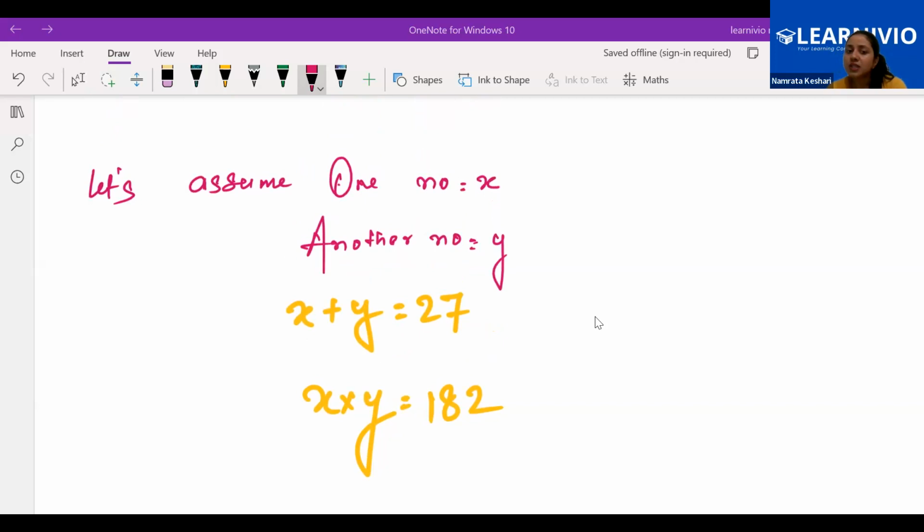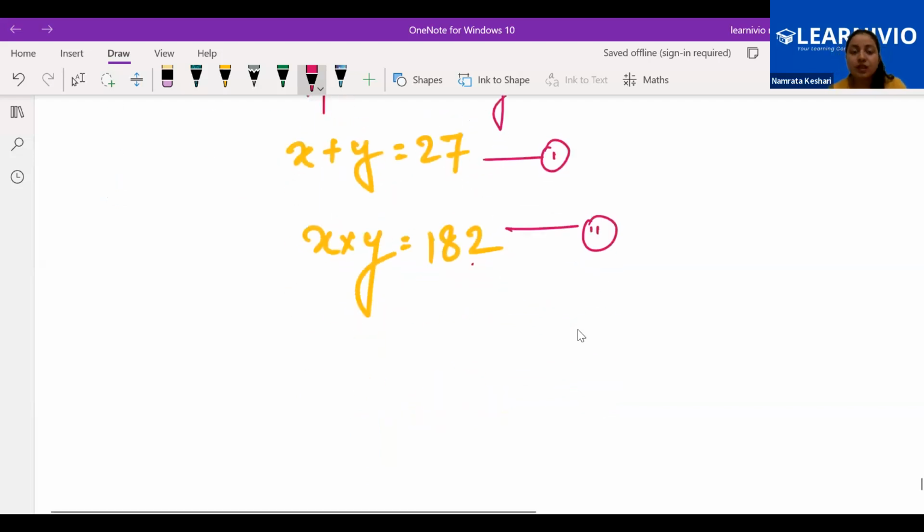So x plus y is 27, x into y is 182. These two equations we are getting. Now, what I am doing with the equations, I am just giving them a name, equation number 1 and equation number 2, so that if I keep on saying equation, we will not get confused about which equation, the first one or the second one. So I am naming them. It's called the first equation and the other one is called the second equation. Now what we will do, you know that when we have an equation, let me show you over here.